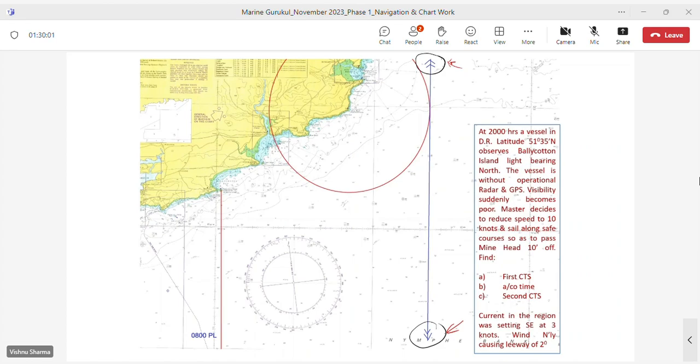Better then, as a master, if you want to do something, I don't want to comment. But what is the reason for that? Tell me the reason. Sir, the reason is that it will be a lesser distance, no? But when you are a handicapped vessel, you don't have radar, you don't have GPS, restricted visibility, is the distance most important, or is it the safety which is most important? Sir, so that is what I'm saying.